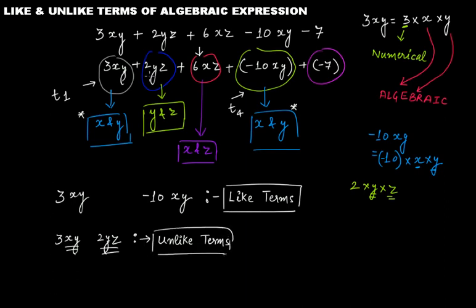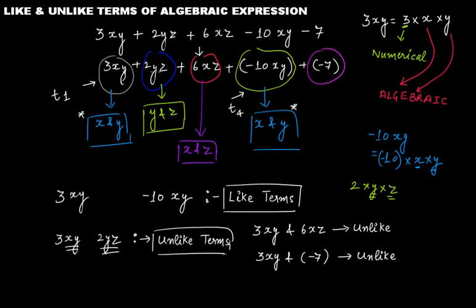In the same way, if you take 3xy and 6xz, they don't contain the same variables. Here it is xy, here it is xz, right? So again, they are unlike terms. In the same way, if you compare 3xy and minus 7, clearly minus 7 is a constant, so there is no question of having algebraic factors in a constant, so clearly it's also unlike terms.